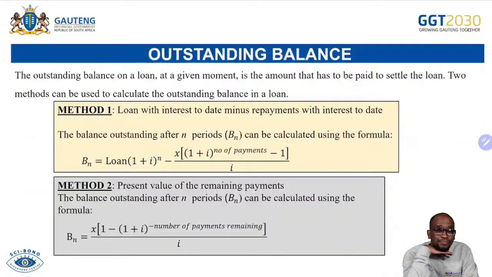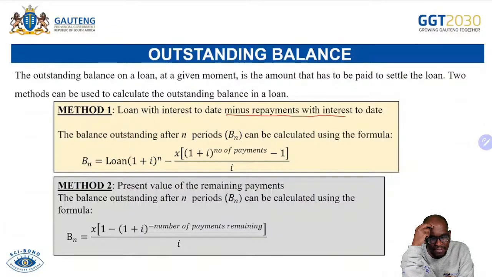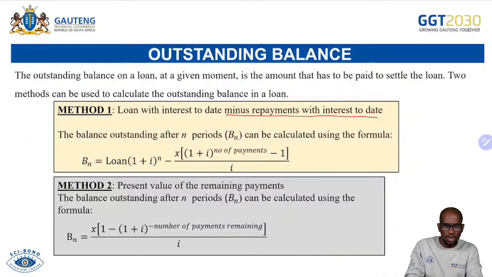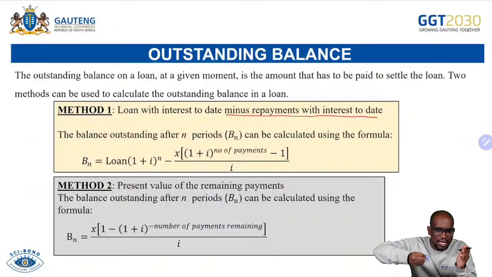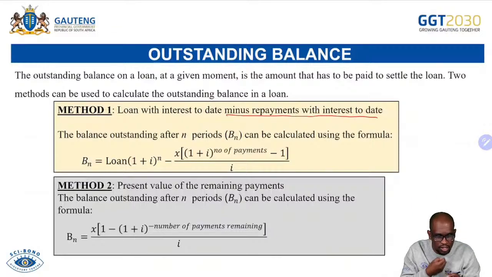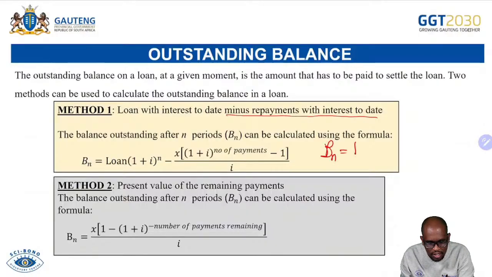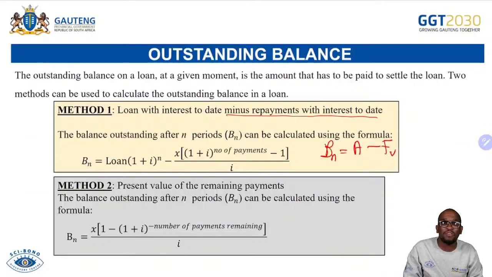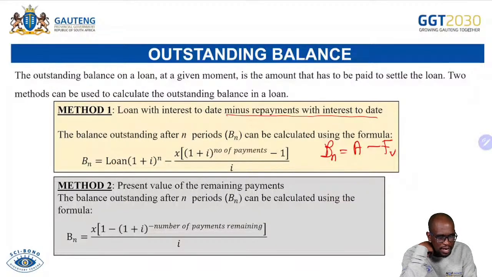Okay, method one, we are going to take the loan with interest to date. All right, the date that you want to know the balance minus the repayments with interest to date. So we are going to take the loan amount that has gained interest, we subtract the repayments that you've made also with interest. Okay, so it is now Bn, which is A minus F. So this Bn here is A minus what? F sub V.